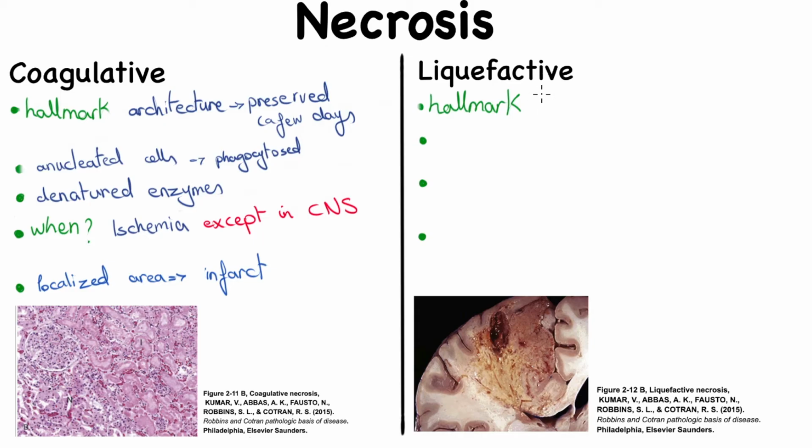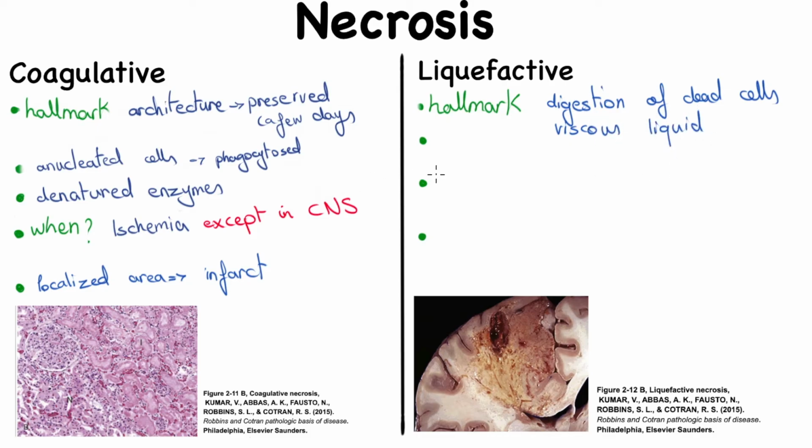Okay, so let's move on to the second major pattern of necrosis, or liquefactive necrosis. This one is characterized by digestion of the dead cells and therefore the destruction of the tissue architecture and transformation of the tissue into a liquid viscous mass.